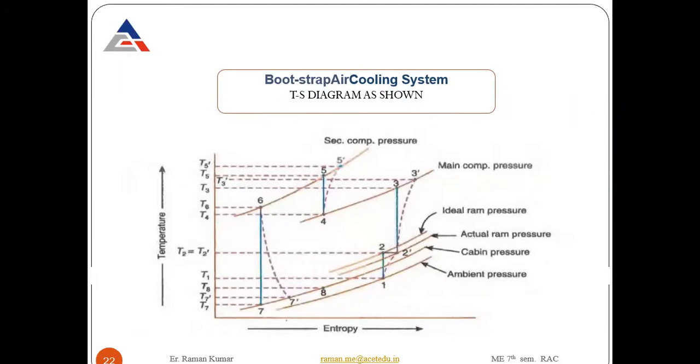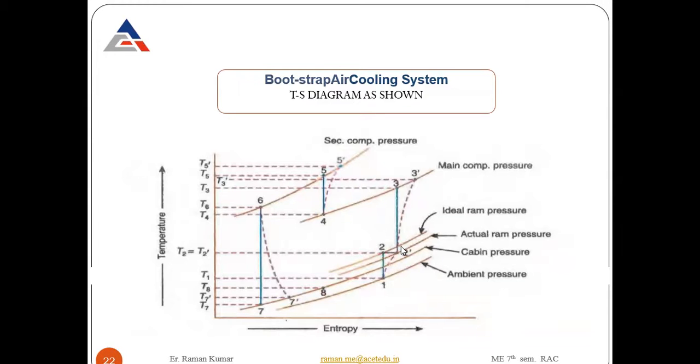Okay. So look at here, when your air is entering at point 1, this is the ambient air at pressure P1 and temperature T1. When it enters into the jet, ramming action will be there. Its pressure and temperature both get increased. So 1 to 2 is isentropic increase in temperature. But in actual, due to internal friction, the actual temperature increases from 1 to 2 dash.